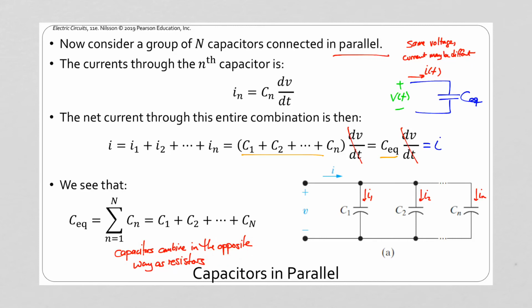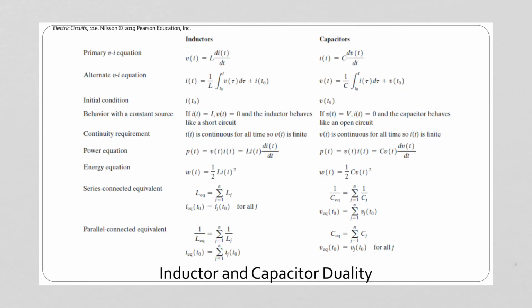Inductors combine in the same way as resistors. Capacitors have the same two equations, but they're reversed compared to resistors. If we compare and contrast inductors and capacitors, both of them have a primary equation, and you see the parallels between the two.